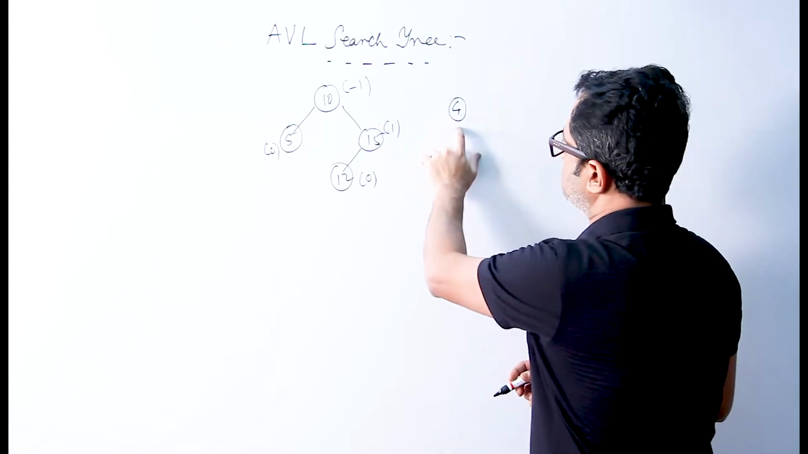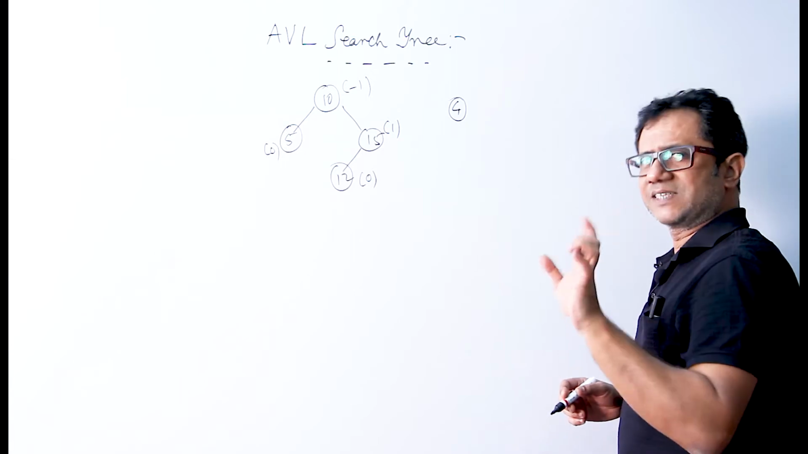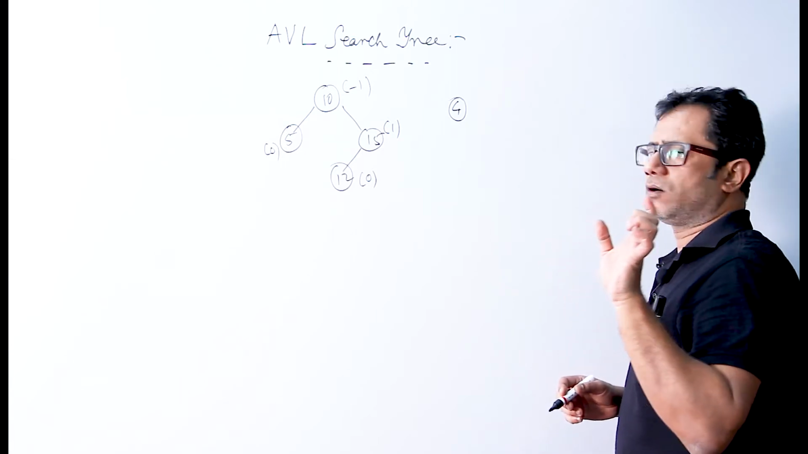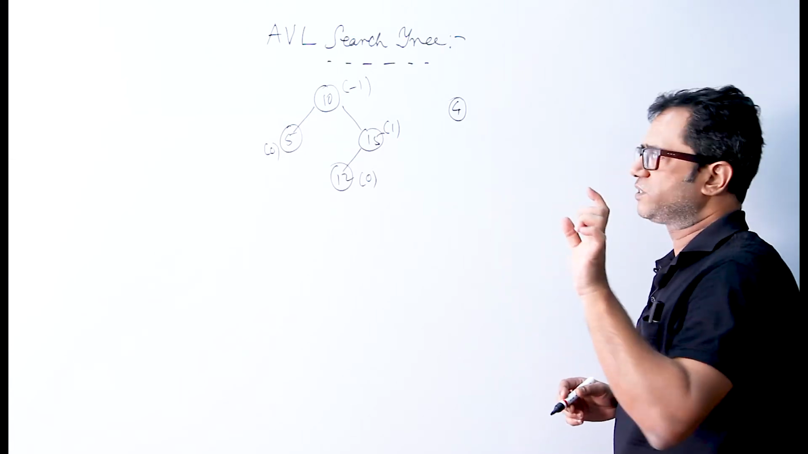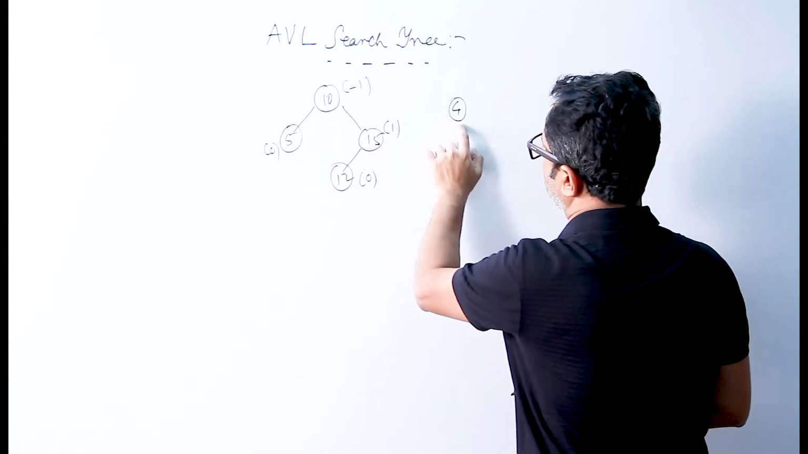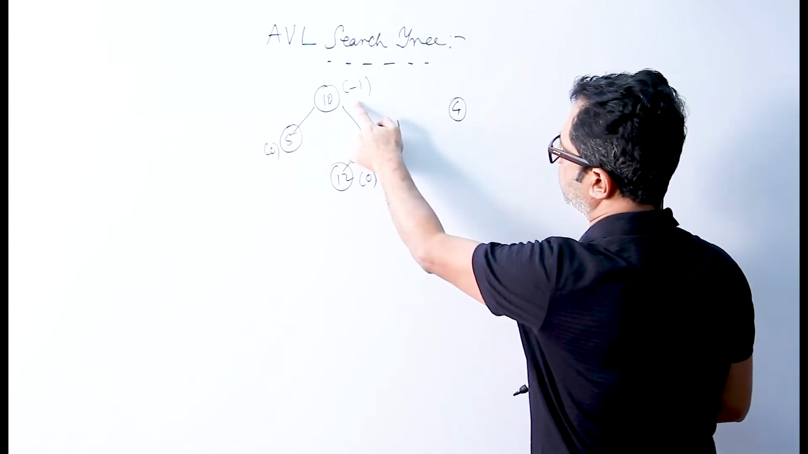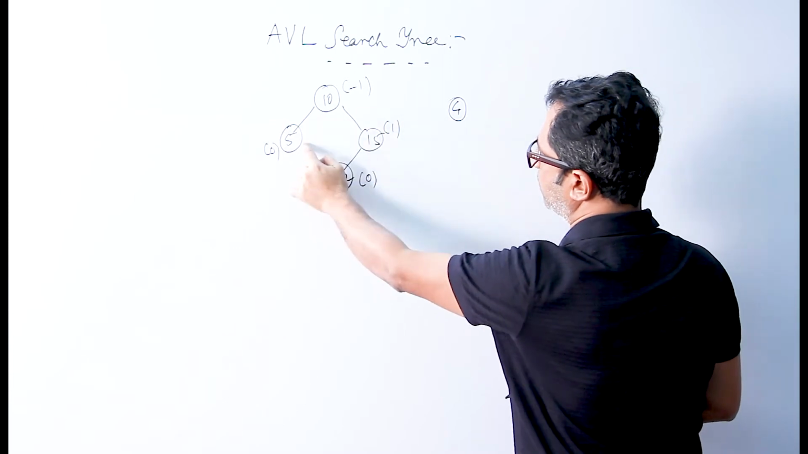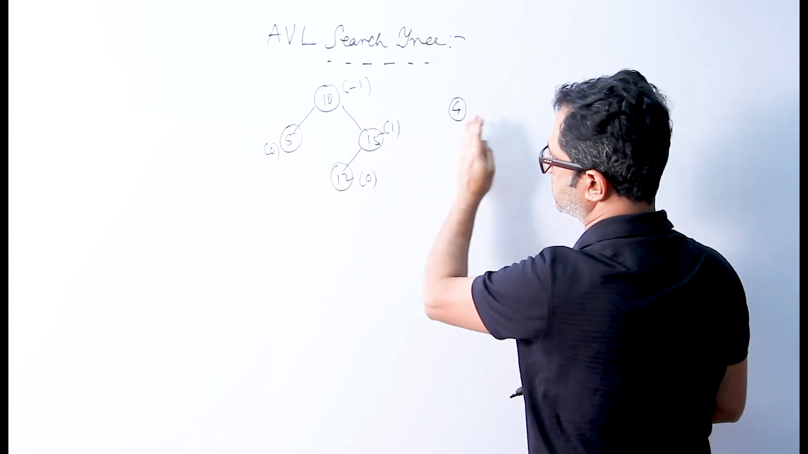This is quite similar to the process of insertion in a binary search tree, which you all know. We will compare this value with the root node 10. It is less than the root node, so we go to the left subtree, not the right subtree.